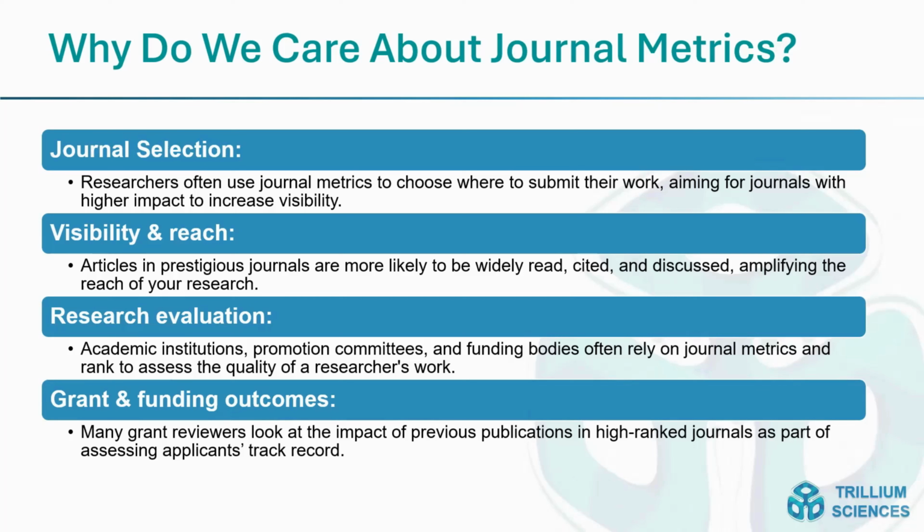The third thing is research evaluation. So academic institutions, a lot of committees and funding bodies often rely on journal metrics and ranks to assess the quality of the researcher's work. The fourth thing is grant funding and outcomes, because many grant reviewers look at the impact of previous publications in high impact journals as part of assessing the applicant's track record.